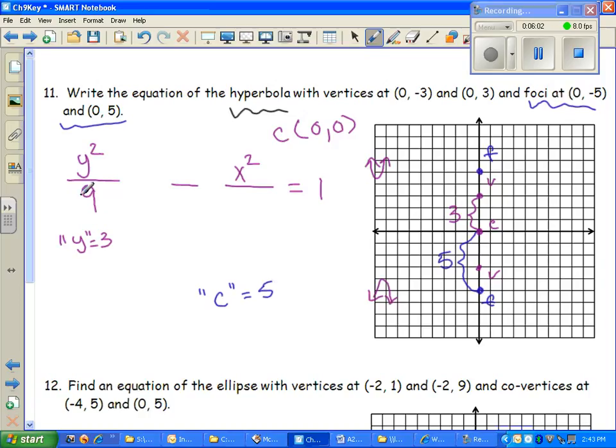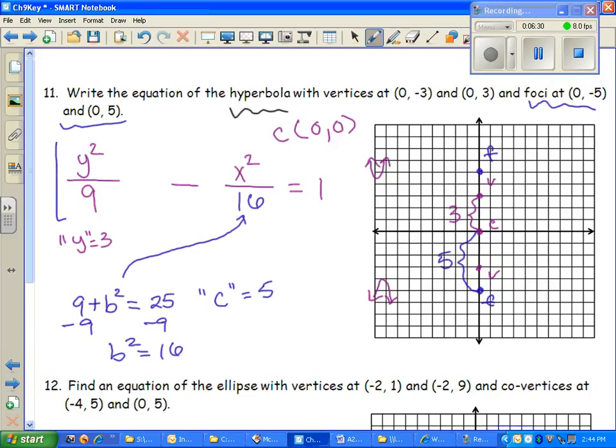And we would treat these values, even though it's calling this y squared, this would be like our a squared. The x squared would be like our b squared, and a squared plus b squared equals c squared, which would be 25, because 5 squared is 25. And then to get b squared, which is the number that's going to go right there, we're going to subtract 9. b squared is 16. And this is the equation. Now we didn't have to graph it, so all we had to do was write the equation. So that's all that you need to do for that one.